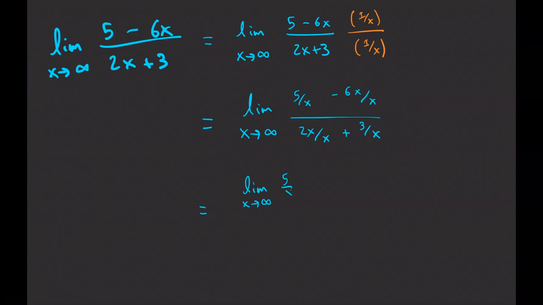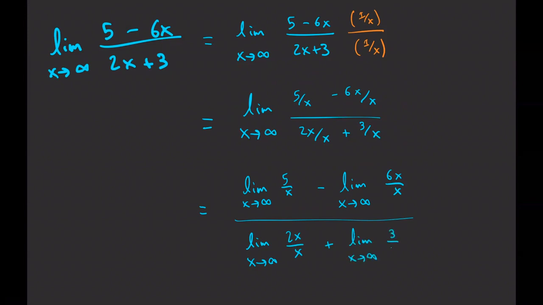I'll go ahead and write that like that. Minus limit as x approaches infinity of 6x over x. Obviously, I can simplify that in a second, and that's what I'll do next. Limit as x approaches infinity of 2x over x plus the limit as x approaches infinity of 3 over x. And so I'm using limit properties here, and I'm mixing the sum and difference properties with the quotient properties. And that's going to take me to this stage right here.